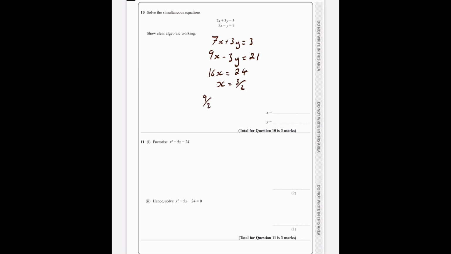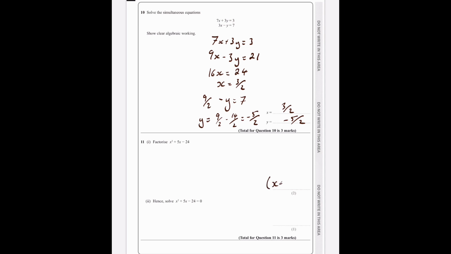Sum the two equations together, 16x equals 24, gives me the value of x being 3 over 2, and then substitute that into any of the equations above with a y in it and solve it to get that y equals negative 5 over 2. So 1.5 and minus 2.5.